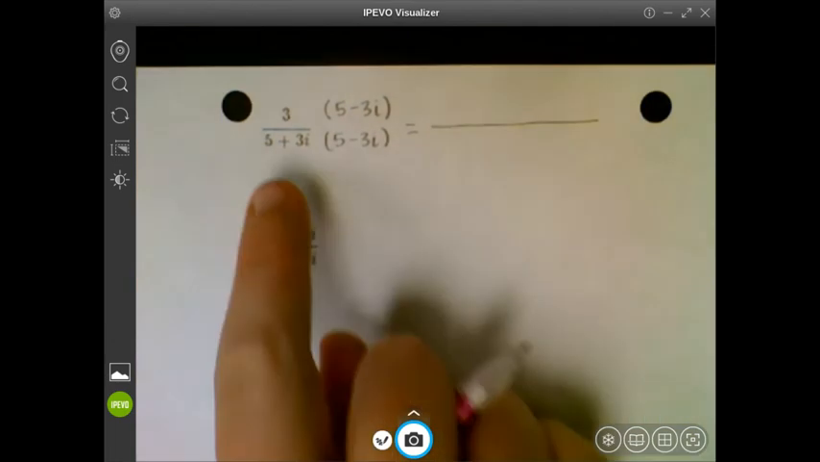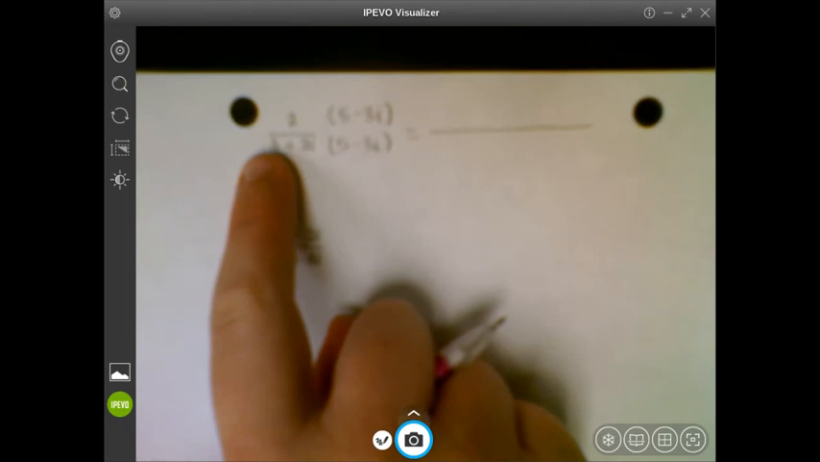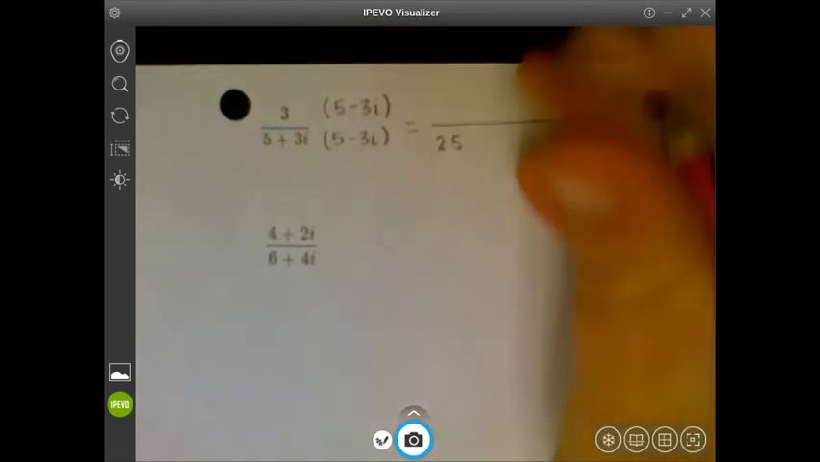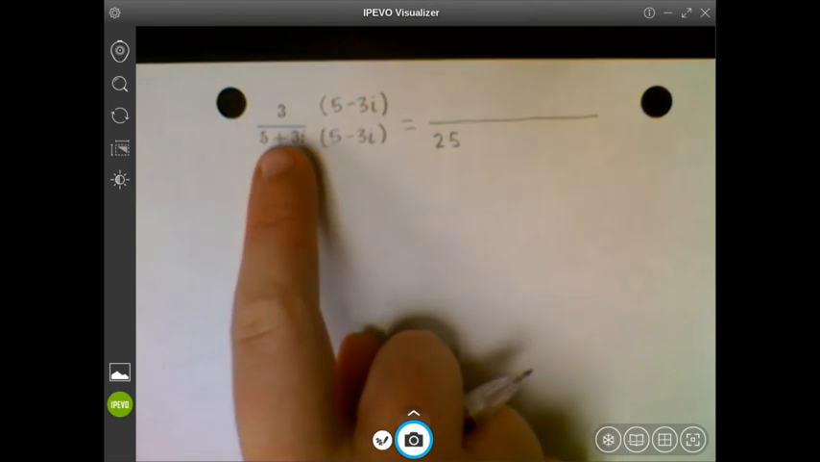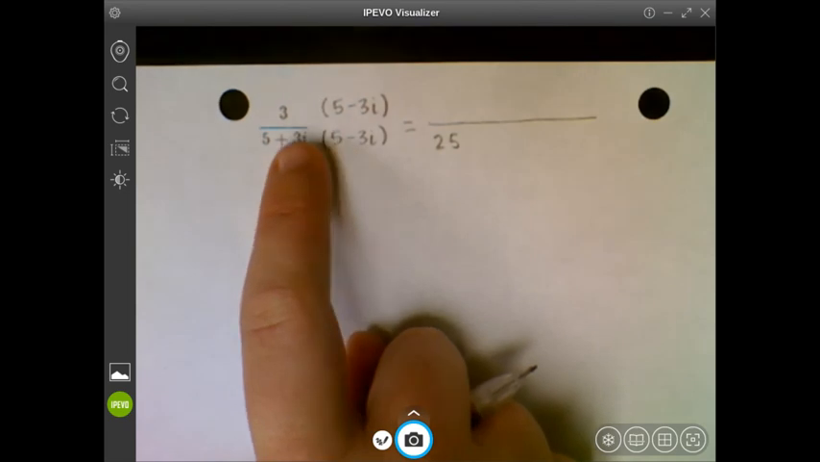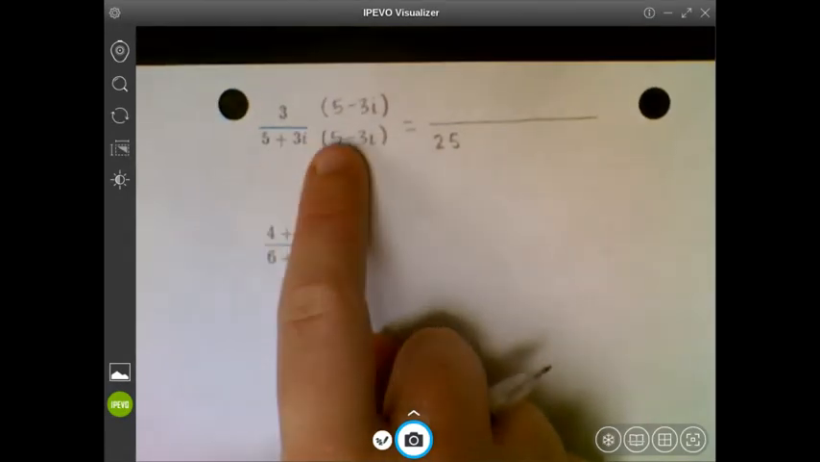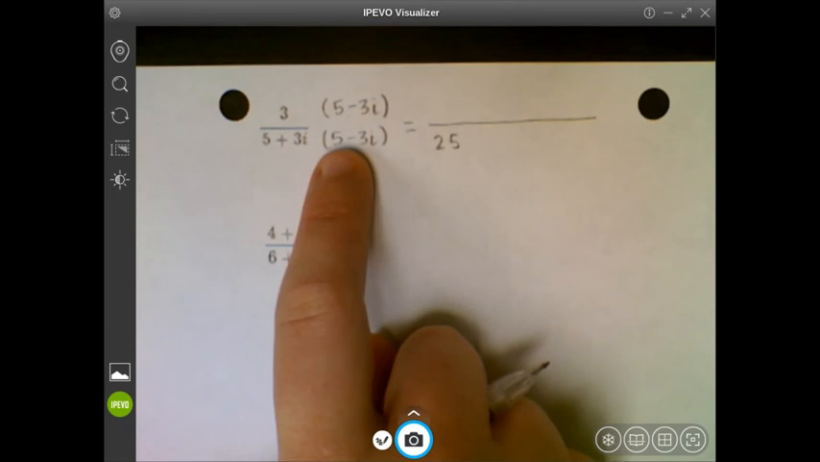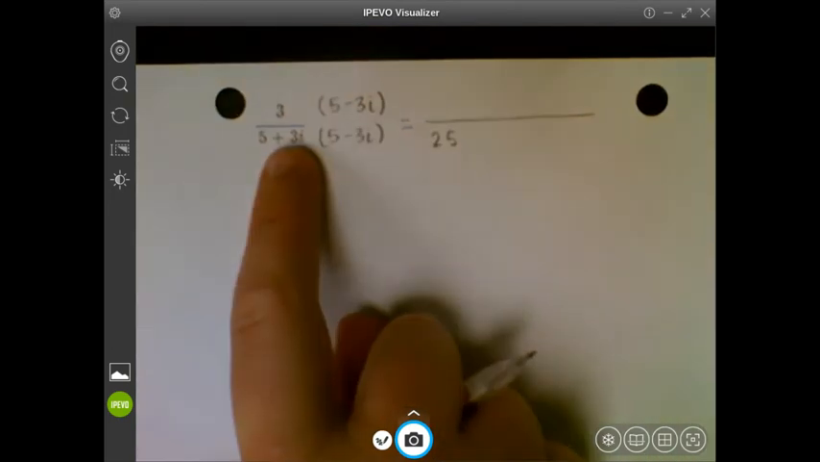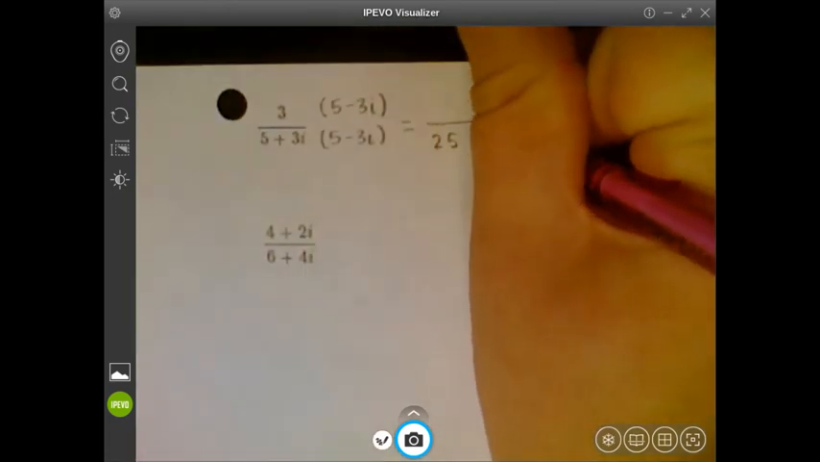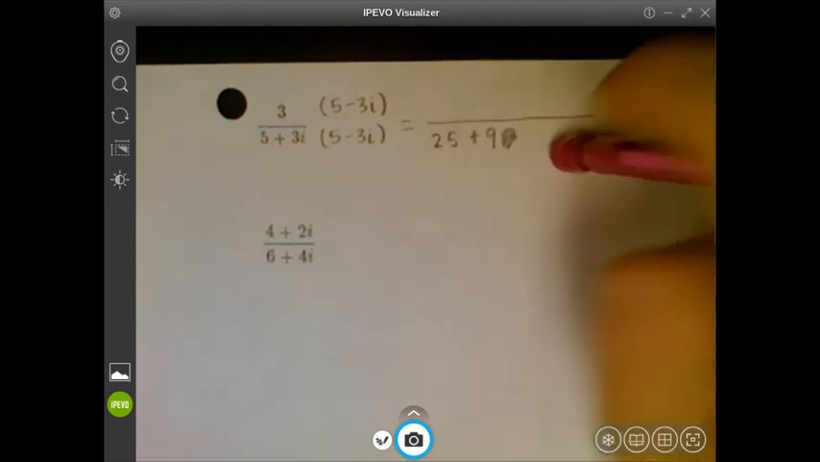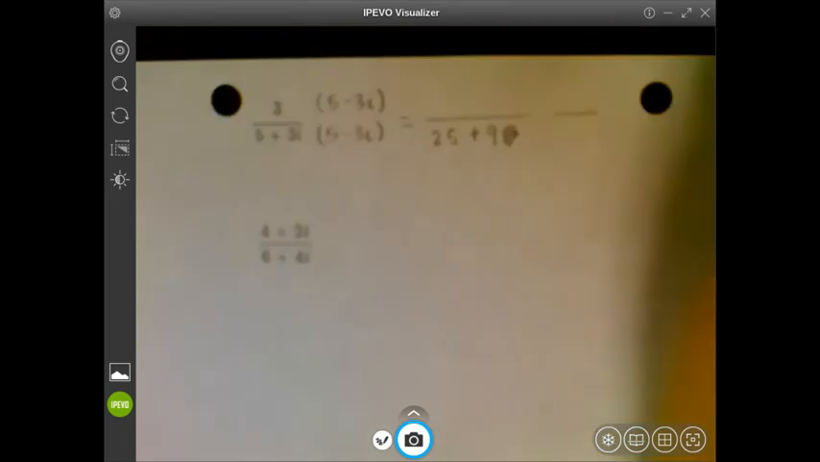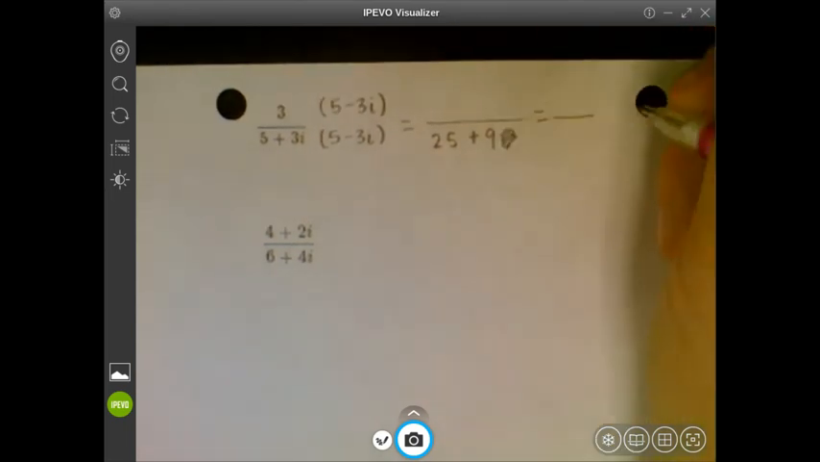All right, I'm going to go ahead and multiply the bottom first. 5 times 5 is 25. And then 5 times negative 3i is negative 15i. And then 3i times 5 is a positive 15i. And those two terms, if you set it up correctly, will always cancel each other out and just make a 0. So then the only other piece of this is the 3i times the negative 3i, which would be negative 9i squared. And you can get rid of the i squared and make it a plus 9. So your denominator is just 25 plus 9, which is 34.